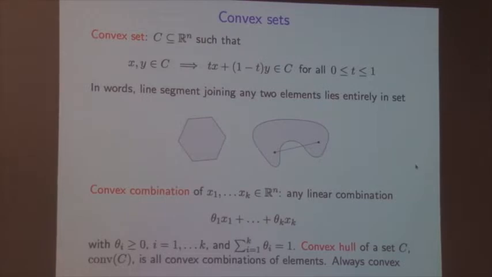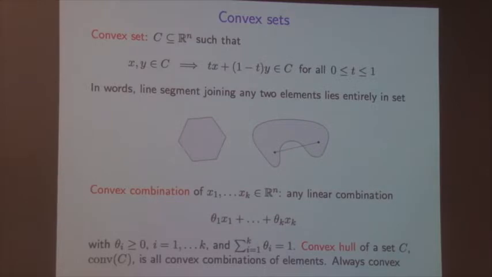What's a convex combination of points? So suppose I have k points in R^n. A convex combination of them is any linear combination of the points. So it has to look like theta_1 x_1 plus dot dot dot theta_k x_k. But these weights are very special in the linear combination. They have the property that they're non-negative, and they sum to 1. Okay, so that's written down here: theta_i bigger than or equal to 0, and the sum of the theta_i's is equal to 1. So if you have any such linear combination, it's called a convex combination of points.